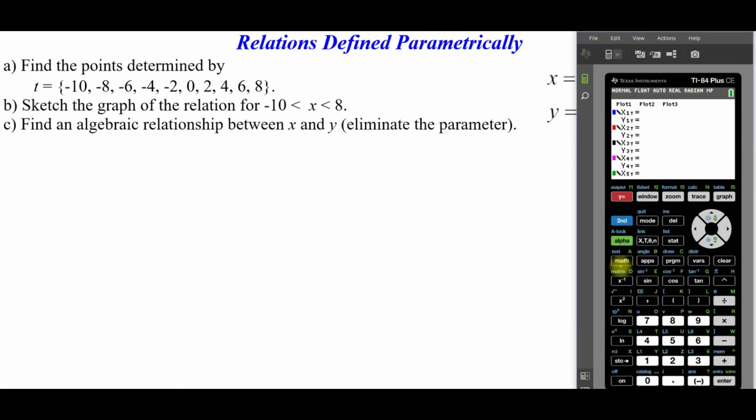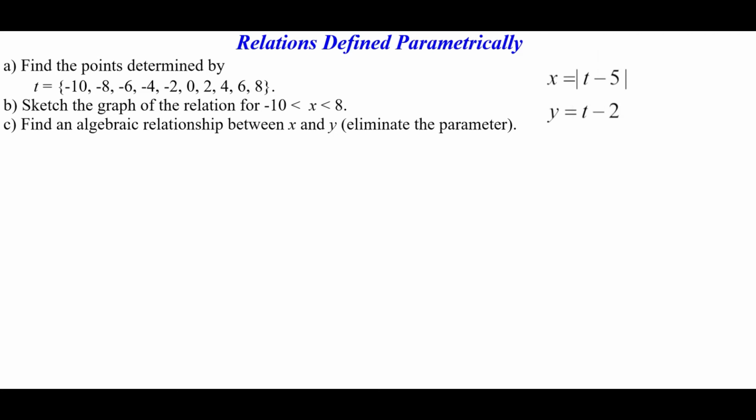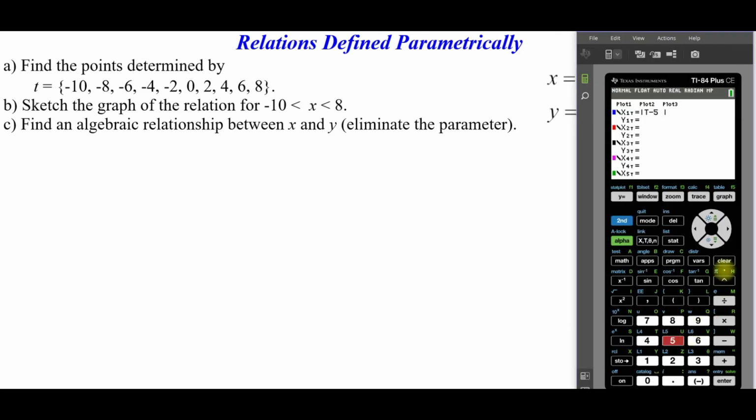So I'm going to put this in. I'm going to go to my math option to get my absolute value. And then if I look at my X button, you can see that it actually has X, comma, T, comma, theta, comma, N. So when I'm in parametric mode, if I press that button, I'm going to get the T instead of the X that we're used to. So that was T minus 5.